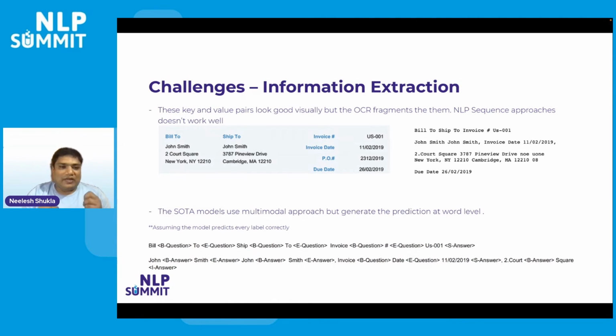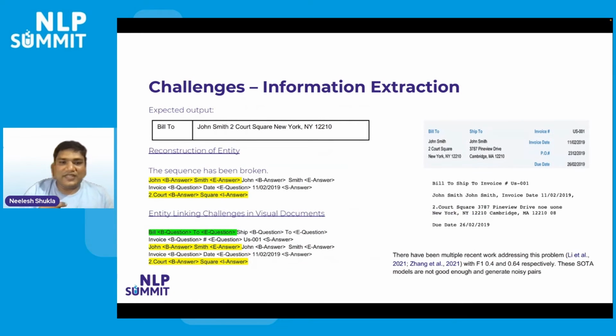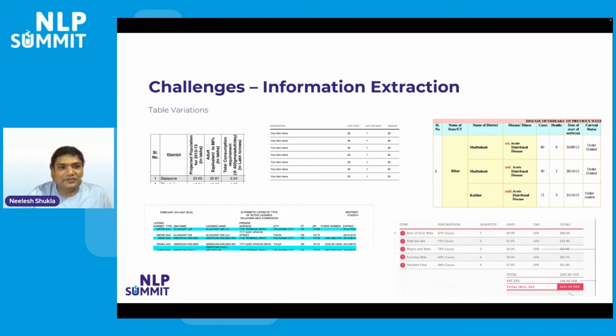So this creates a new challenge, which is the challenge of reconstruction of the entity. For example, here if I want to reconstruct that address, the sequence has been broken in the first place. Another thing we usually face in key value is that key is detected separately and value is detected separately, right? How can you link that? For example, John Smith is a bill to, right? So that is the problem of entity linking, and recent work has been done, but they are not achieving good scores, and still we need to do a lot of work here.